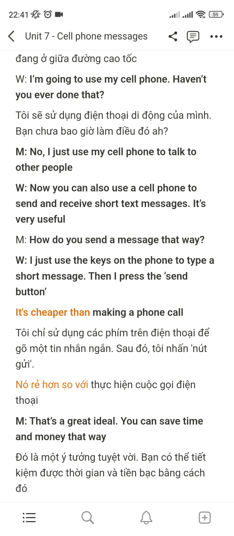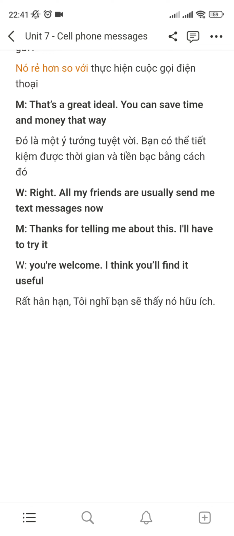That's a great idea. You can save time and money that way, right? All my friends usually send me text messages now. Thanks for telling me about this. I'll have to try it. You're welcome. I think you'll find it useful.